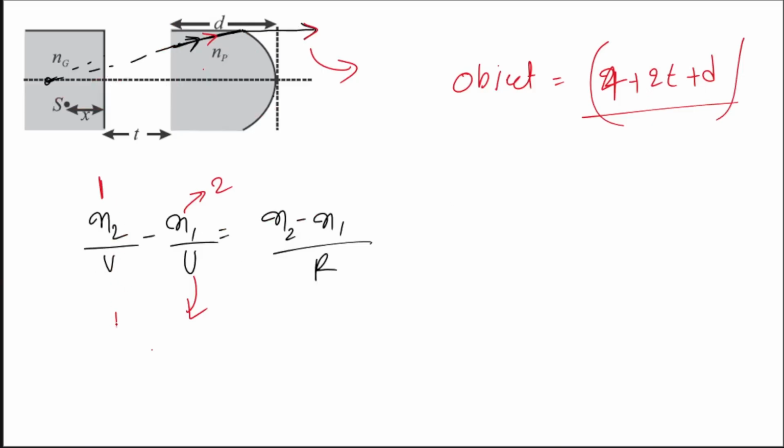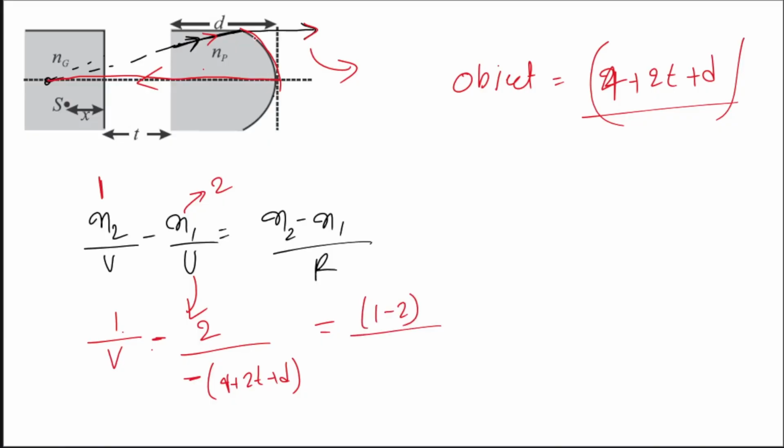Now put the value of n2 by v minus n1. n1 is how much? That is 2. Okay, object distance is measured in this direction, and this is opposite to the direction of incident light on this surface. So object distance we will take as negative, 4 plus 2t plus d. Okay, and this is equal to how much? n2 minus n1, so 1 minus 2, 1 minus 2 by r.